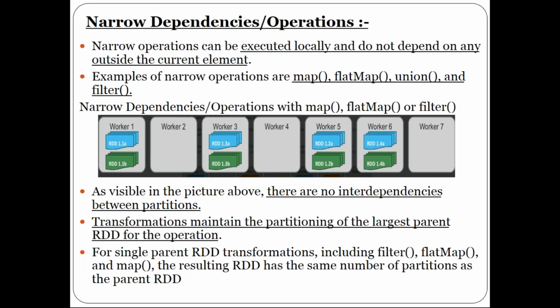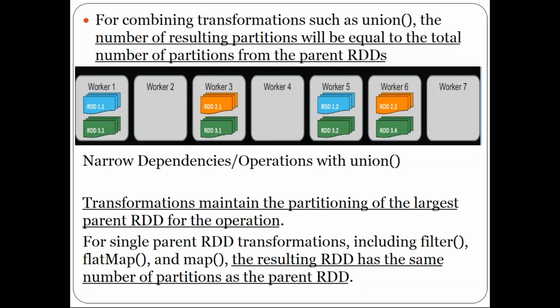The way it makes a difference between union and map, flat map, filter is a little different. I'll show you that one. For combining transformations such as union, you have RDD1 and RDD2, and you are unioning RDD1 and RDD2. Now, your RDD1 will have 4 partitions, your RDD2 will have 4 partitions.